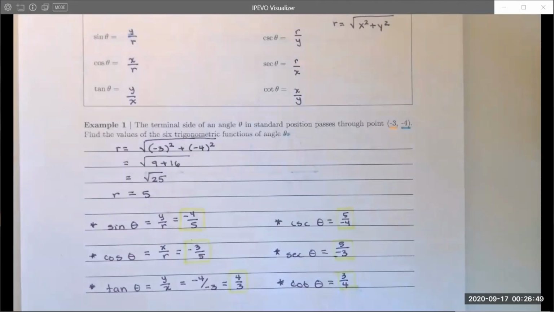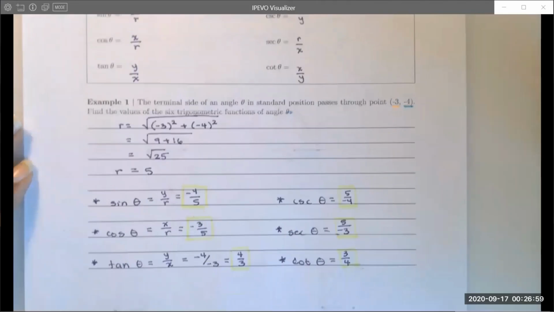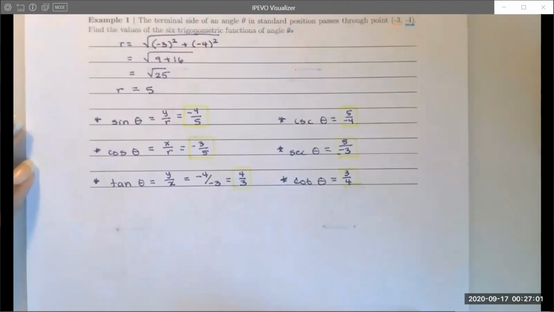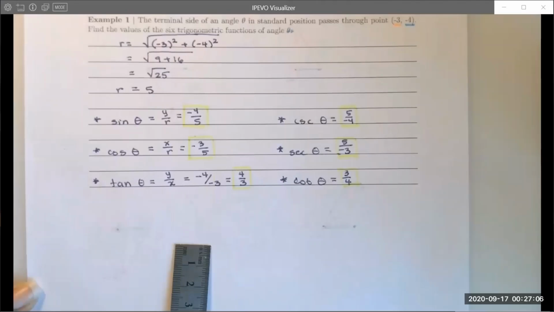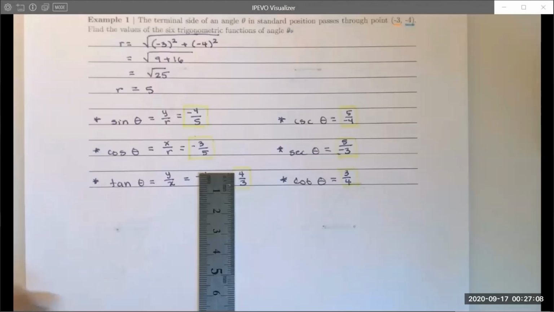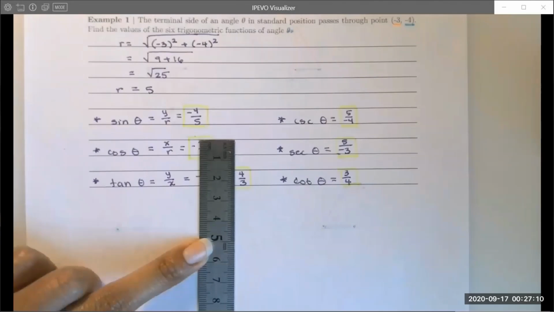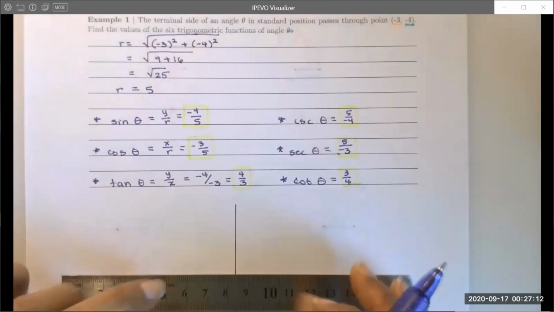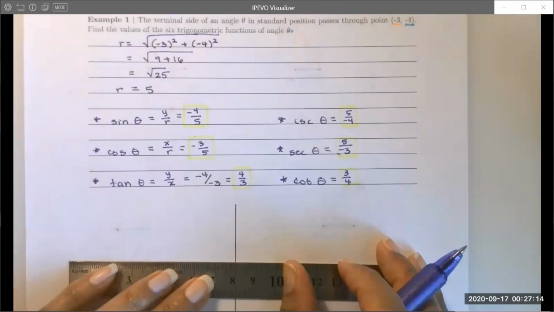Right, so we have that. So any questions with using those formulas? Right, now I said we want to verify with the picture. Let's connect it back to the original definition that we learned: opposite over hypotenuse, adjacent over hypotenuse, and opposite over adjacent.